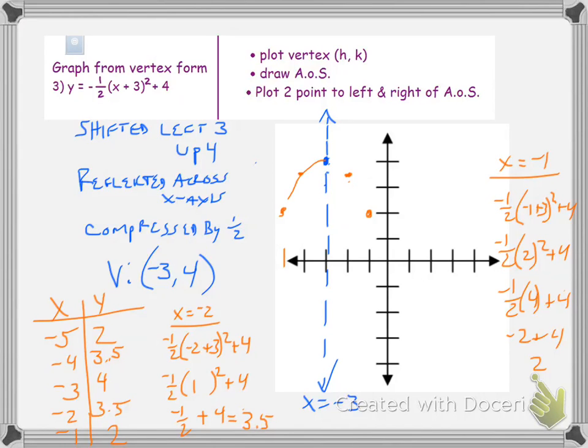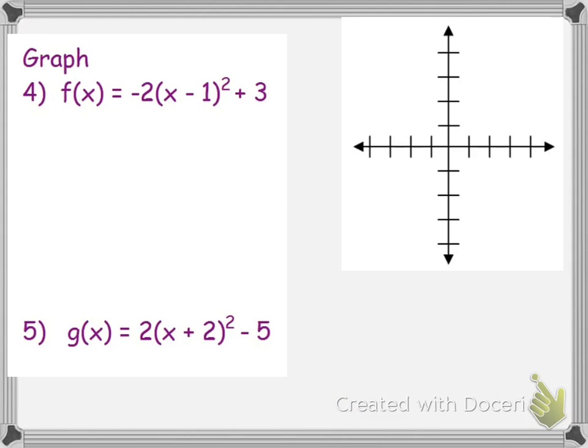And if you notice, this one is a little bit wider than my parent function because the absolute value of the a was less than 1. Okay, here you go. You can try these two. I'm going to give you the answer to the first one, and you can check your answer with that in 5 seconds.